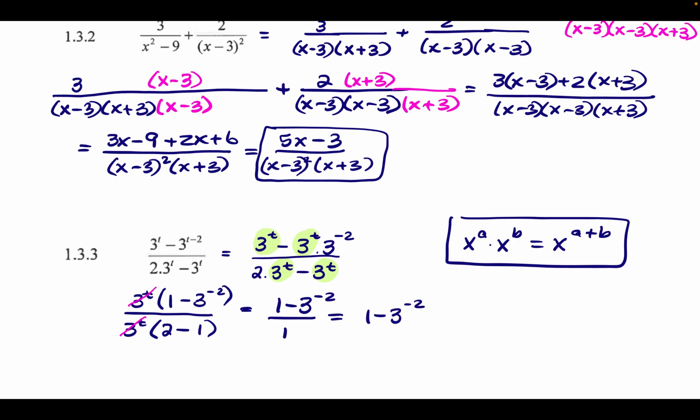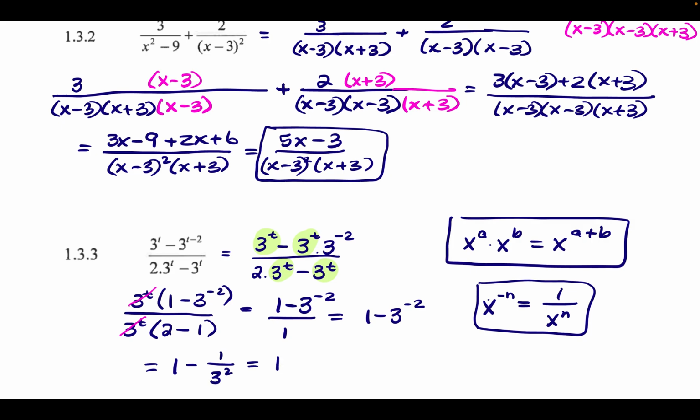Now to further simplify that, we use the negative exponent rule, that allows us to rewrite that 3 to the negative 2 is 1 over 3 squared, which is 1/9, and 9/9 minus 1/9 is equal to 8/9. And that is fully simplified.